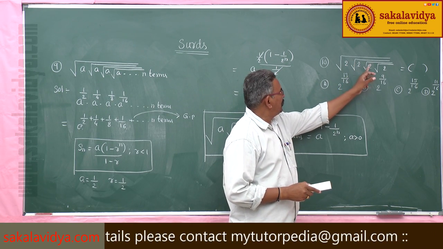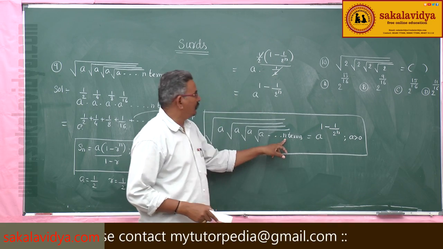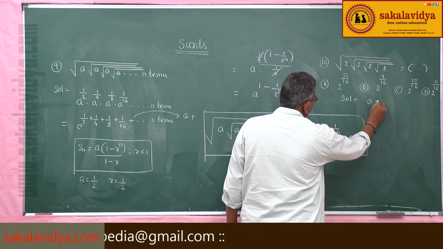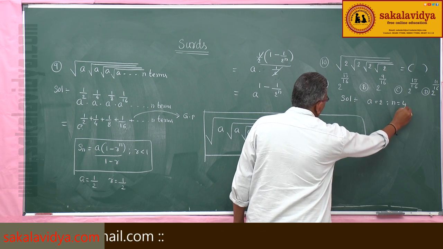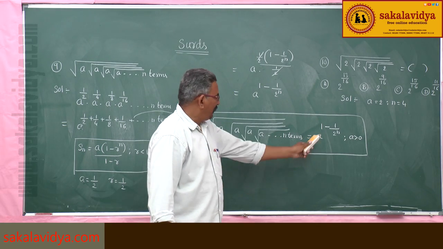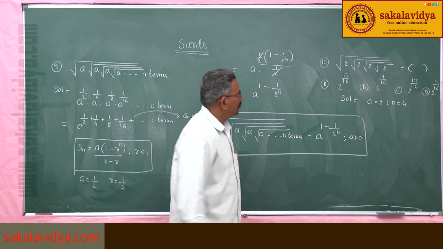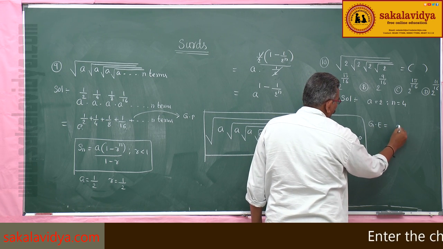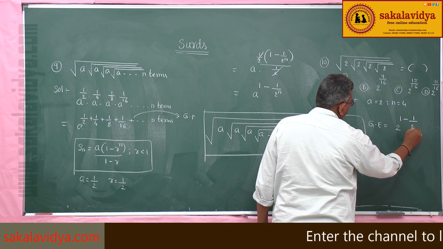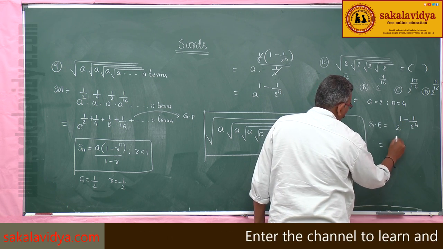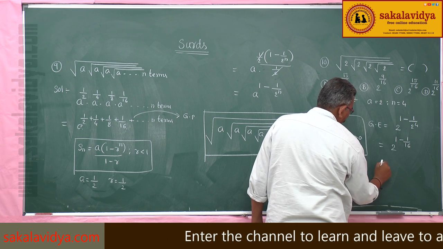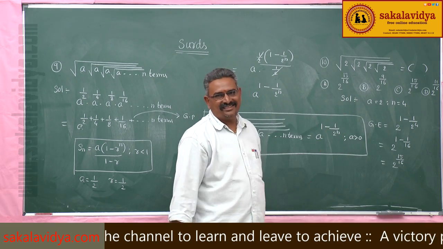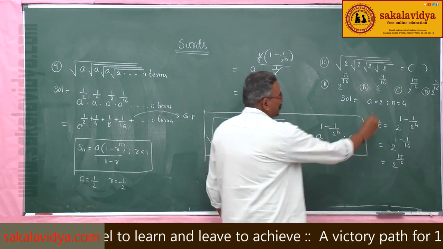1, 2, 3, 4, this is n is equal to 4. So that means in this case a is 2 and n is 4. Formula what we have? A to the power of 1 minus 1 by 2 power n. So given expression becomes 2 to the power of 1 minus 1 by 2 power 4. 2 to the power of 1 minus 1 by 16, this will be 2 to the power of 15 by 16, which is the right option. So we are familiar, so this will be the right option.